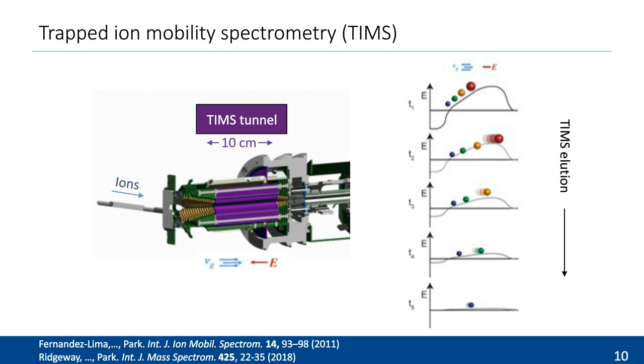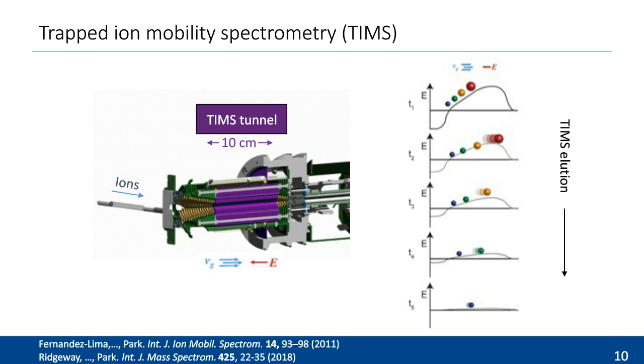And then there are two opposing forces. One of them is the drag of the gas flow coming in from the ion source. And opposed to that, there is an electrical field gradient that pushes the ions toward the entrance of the mass spectrometer. So this is shown here by the two arrows annotated with v_G and E. And once we have this, we can accumulate and trap the ions in the TIMS tunnel. And as a function of these two forces, they will separate along the axis of the TIMS tunnel.